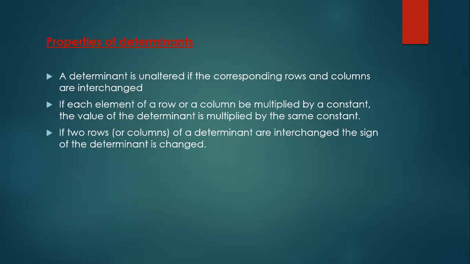Some properties of determinants. A determinant is unaltered if the corresponding rows and columns are interchanged. If each element of a row or column is multiplied by a constant, the value of the determinant is multiplied by the same constant. If two rows or columns of a determinant are interchanged, the sign of the determinant is changed.